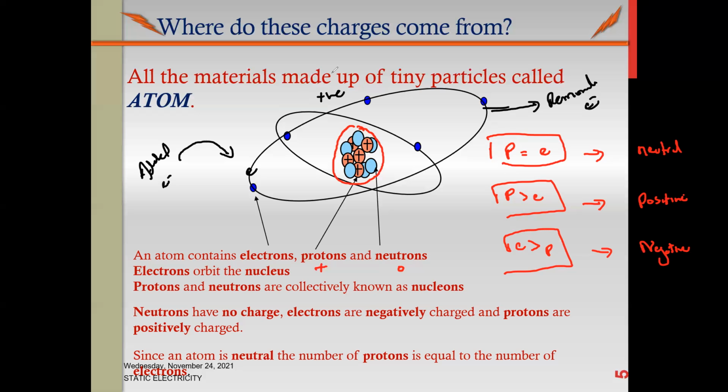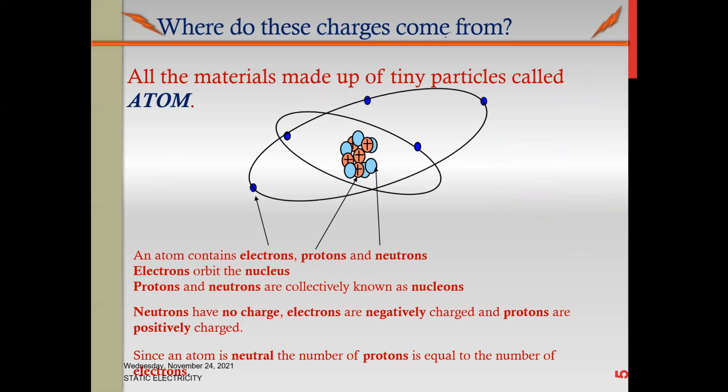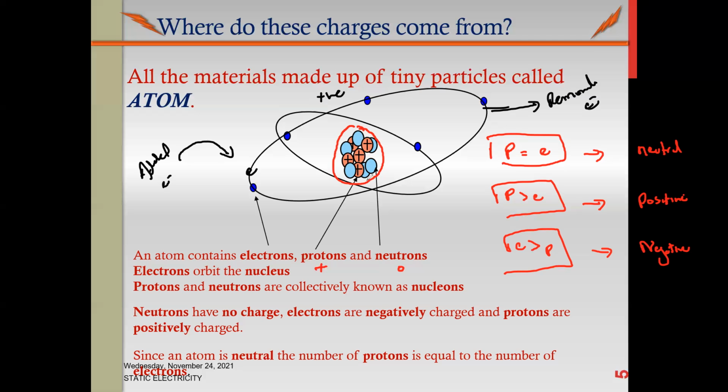So an atom can turn into a positive or negative charge not by losing protons, because protons are in the nucleus, but either by adding an electron or removing an electron. If there's addition of an electron, it will turn into a negative charge, but if it's a removal of an electron, it will turn into a positively charged ion. Is the concept clear, why the atom can be charged?